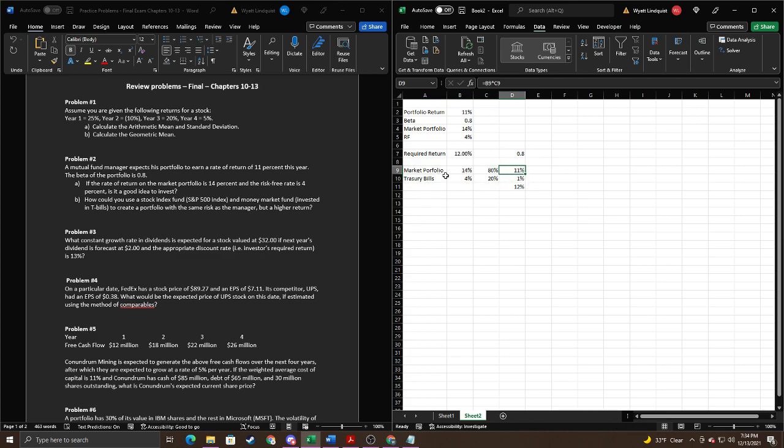So in order to create a portfolio of comparable risk, and remember they're comparable risk because they have the same required or expected return, what you're going to do in order to make a portfolio of the market portfolio and treasury bills that equals the risk expected by the fund manager is take 80% market portfolio and 20% treasury bills, and add them together and you're going to get that 12%. So that's how you solve these types of problems, and hopefully that was helpful.